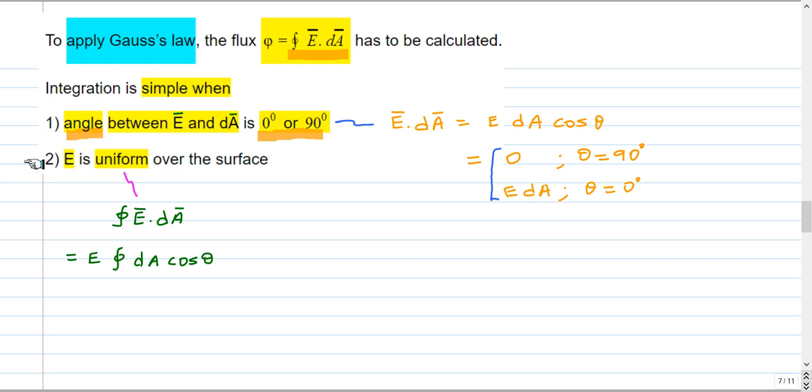The second case where the integration can become simple is when the electric field is uniform over the Gaussian surface. In that case, the electric field magnitude can come out of the integral sign, and the integration will become integral dA cos theta.